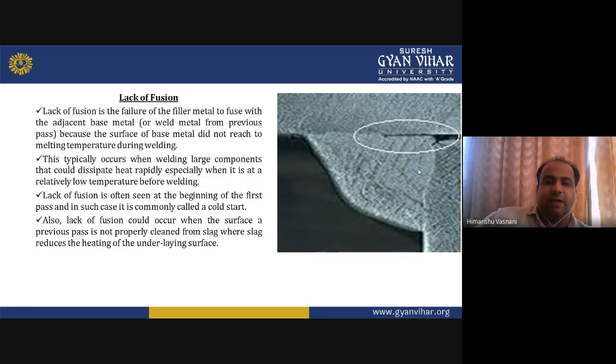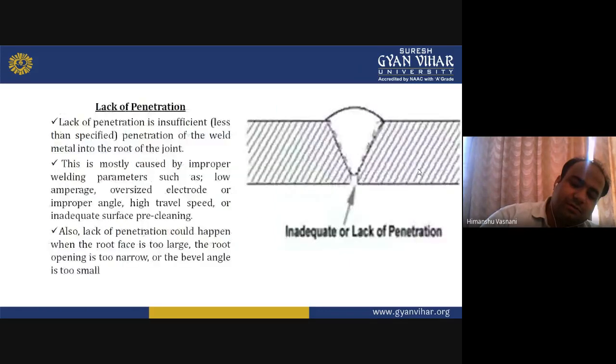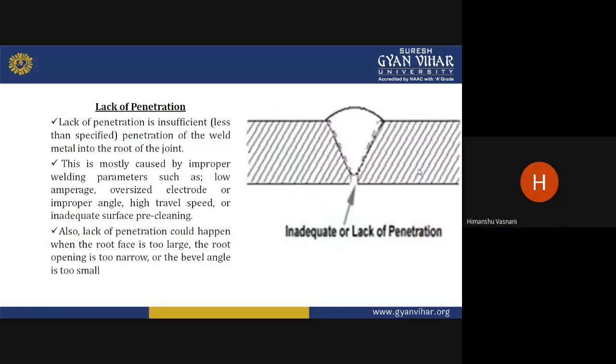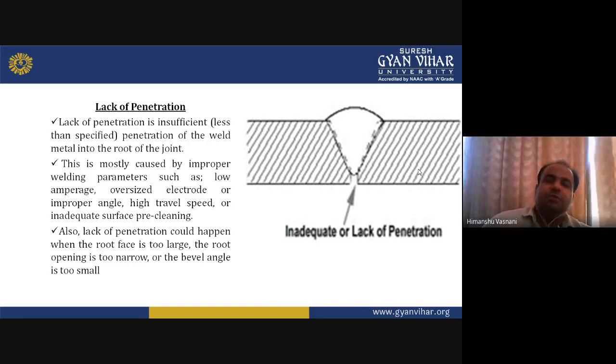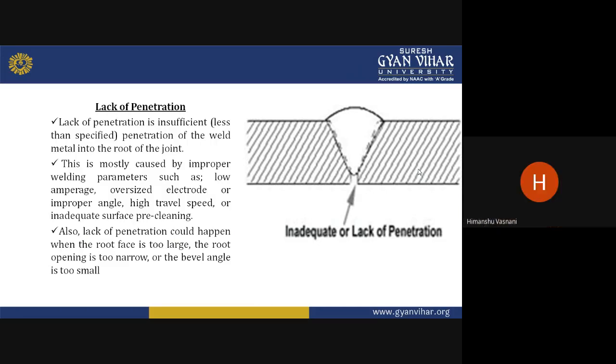Okay, so this is a kind of discontinuity named lack of fusion. Lack of penetration. Now, penetration, you all know that you are filling something in an open space. You are penetrating something. So lack of penetration is insufficient, less than specified penetration of the weld metal into the roots of the joint. This is mostly caused by improper welding parameters such as low amperage, oversized structure, improper angle, high travel speed, or inadequate surface pre-cleaning.